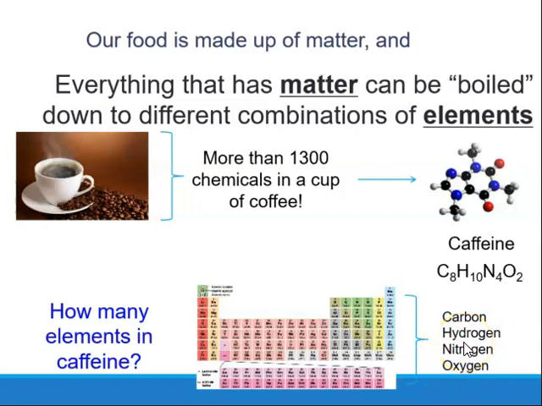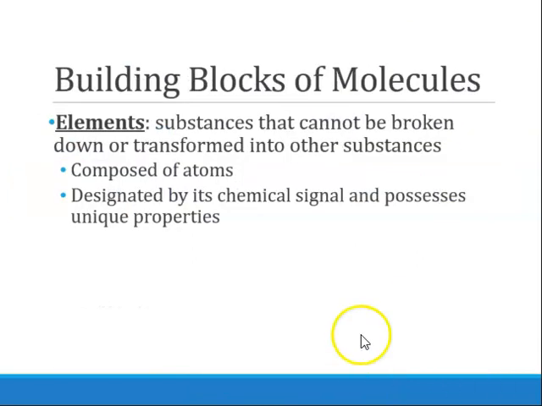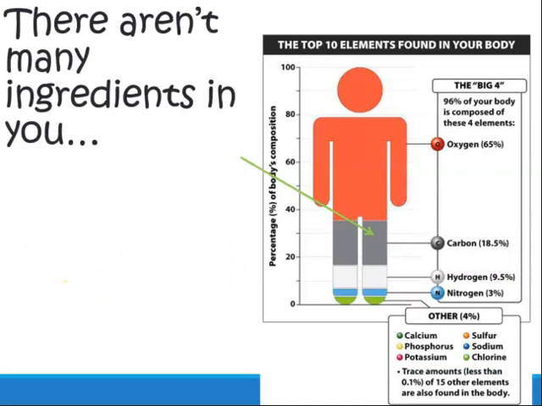So just looking at that, how many elements are in caffeine? Well, first we need to define what elements are. Elements are substances that cannot be broken down or transformed into other substances. Elements are composed of atoms. Elements are designated by their chemical symbol and possess unique properties. There aren't many ingredients in humans, or that make up you.